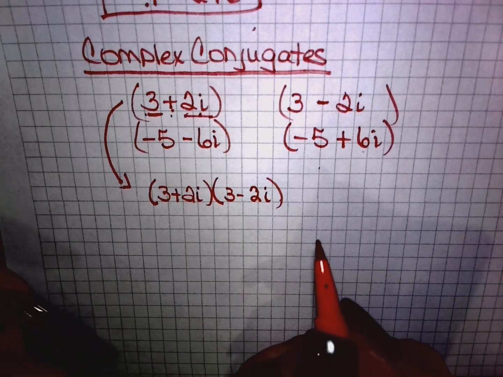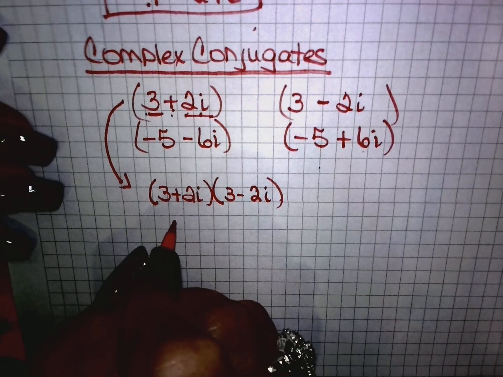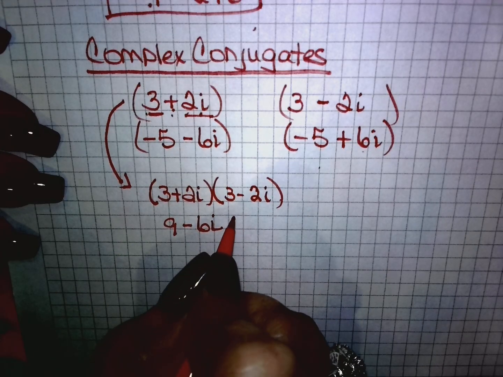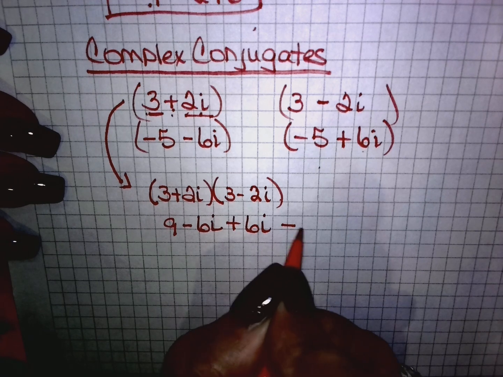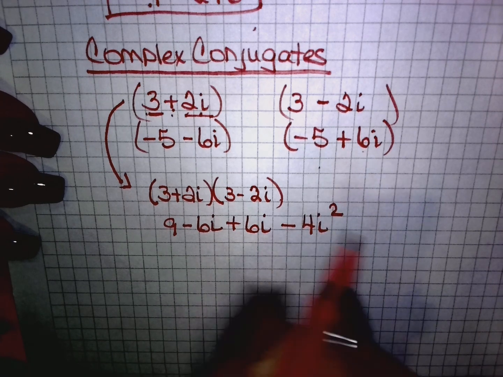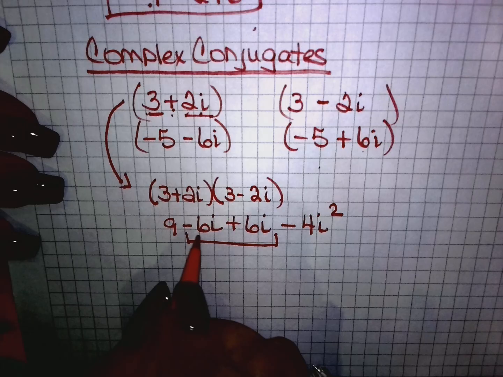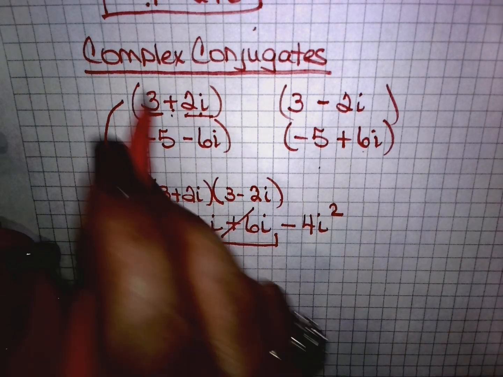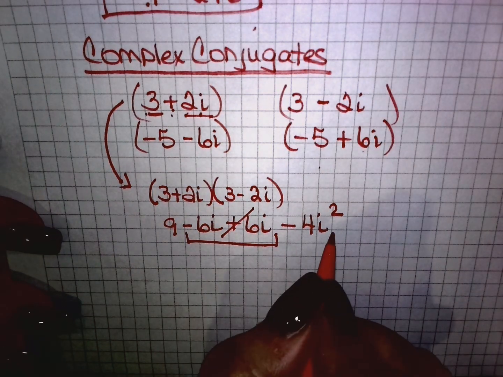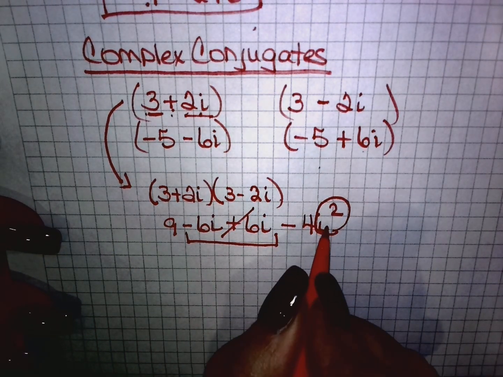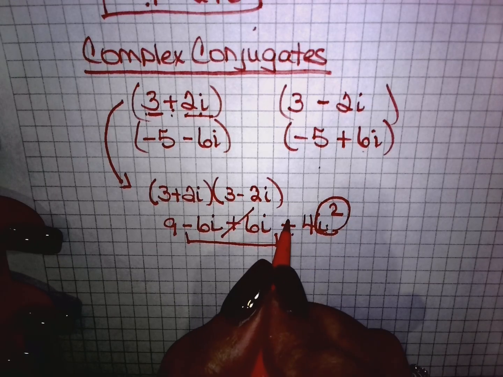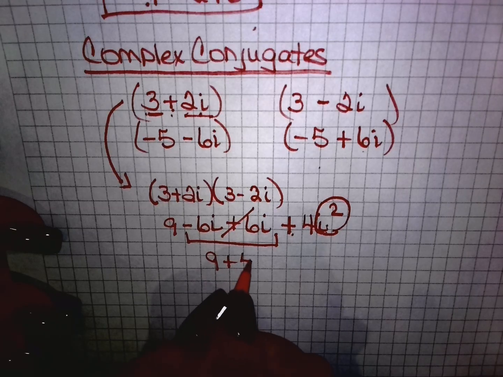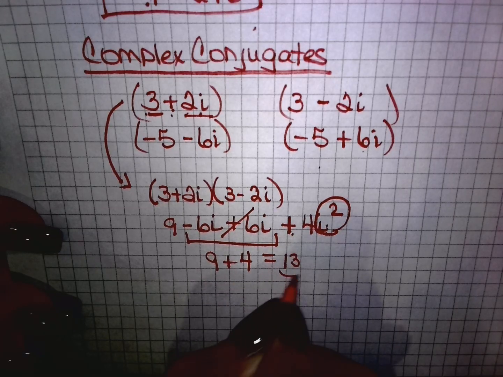We know how to do this using FOIL. So 3 times 3, that's going to be 9. This is going to be minus 6i. This is going to give me positive 6i minus 4i squared. Look at this right there. Negative 6i plus 6i, that's going to go to 0. It's always going to happen with complex conjugates. And this i squared is going to go to negative 1. And negative 1 times negative 4 is a positive 4. So you're going to be left with 9 plus 4, which is nothing more than 13.